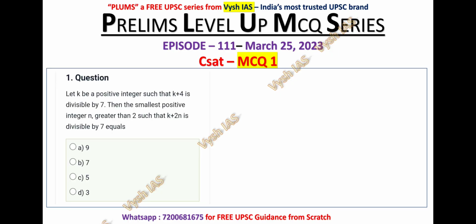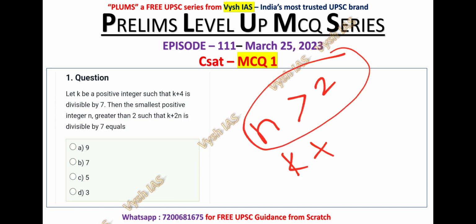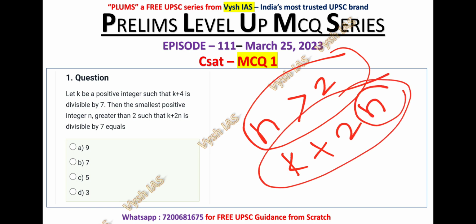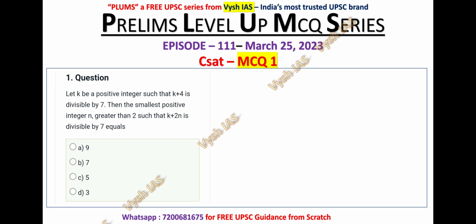So let's deal with MCQ number 1. Let me read out question number 1. Let k be a positive integer such that k plus 4 is divisible by 7, then the smallest positive integer n greater than 2 such that k plus 2n is divisible by 7 equals to. They have given that k is a positive integer and k plus 4 is divisible by 7, and the other data given is n is greater than 2 and k plus 2n is also divisible by 7, and we have to find the smallest integer which is greater than 2. The value of n is something which we have to find out.